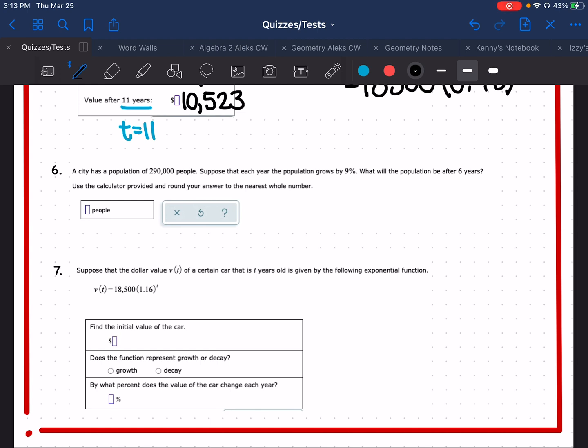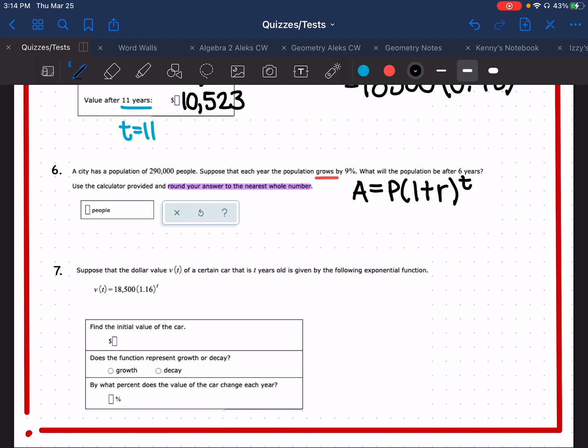A city has a population of 290,000 people. Suppose that each year the population grows by 9%. What will the population be after 6 years? Use the calculator provided to round your answer to the nearest whole number. I've got to remember that. Okay, so it is talking about growth. So I did underline that because that tells me to use this formula.